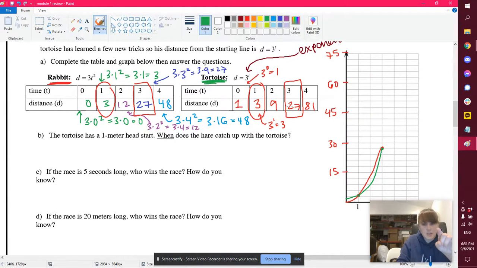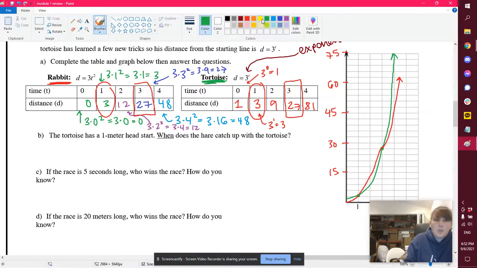After the second time they're tied, the tortoise is at 81, and the rabbit is at 48. So the green one's going to be ahead. It's going to be something like there. And then the green one's going to stay ahead forever.